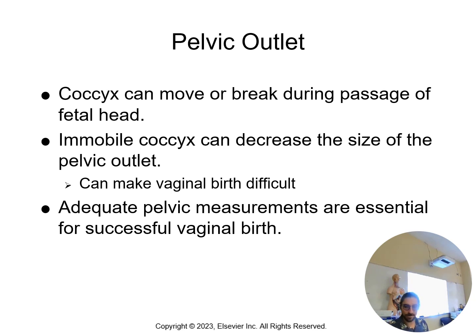Adequate pelvic measurements are essential for successful vaginal birth. Essentially, this is where we're trying to relate that standard of care. If your hips are tiny and your baby's head is big, then maybe you are not a great candidate for the home birthing center. Maybe you're high risk for a C-section, because we feasibly don't know how we're going to get this body out of you.